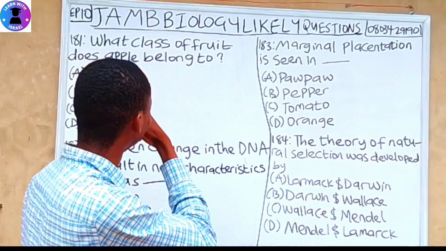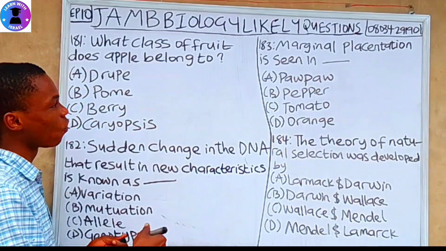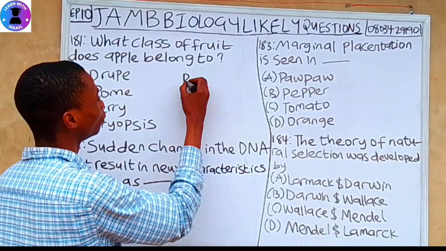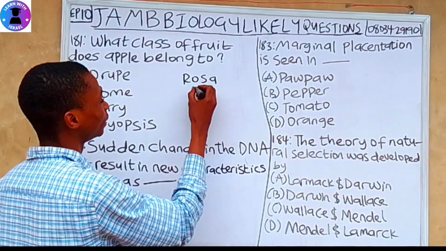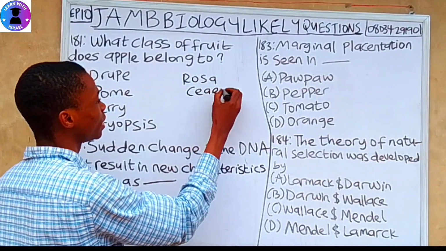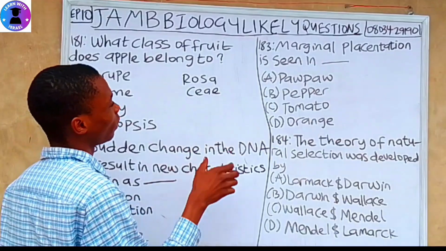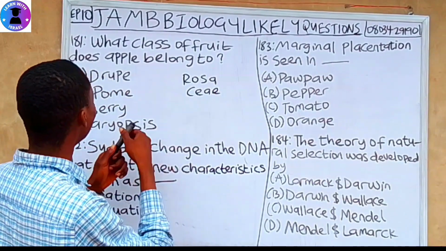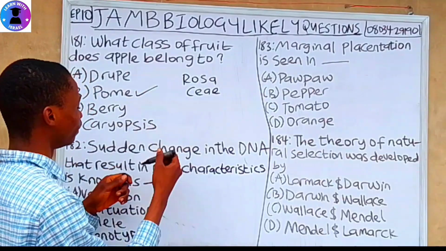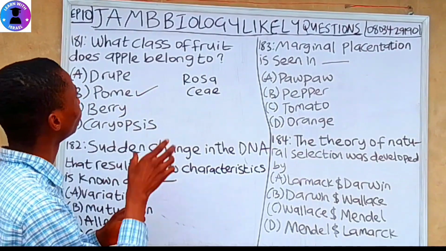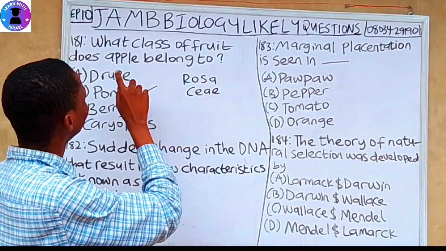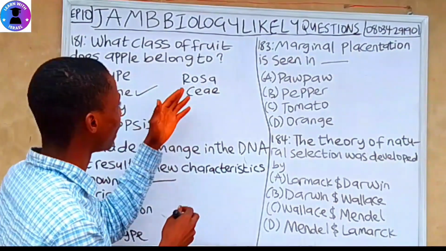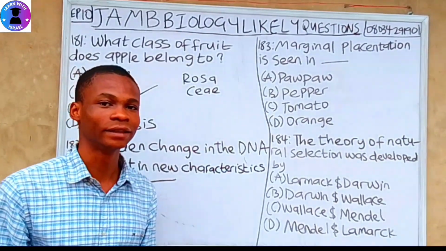So back to the question. Apple belongs to the family Rosaceae, and in the options it is pome that belongs to that same family. So pome is the correct answer. The class of fruit apple belongs to is pome, because pome also belongs to the family Rosaceae.